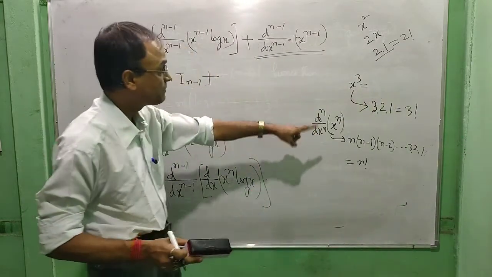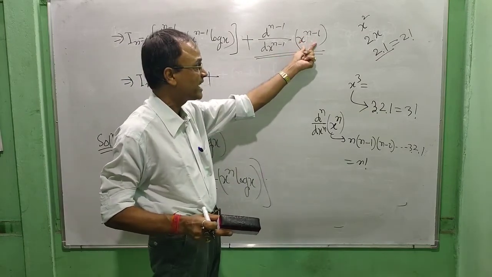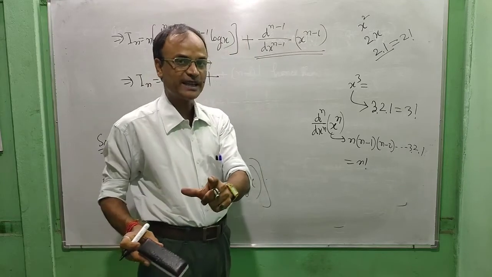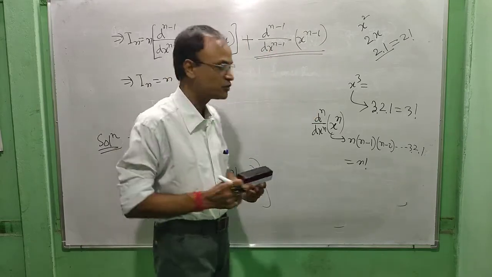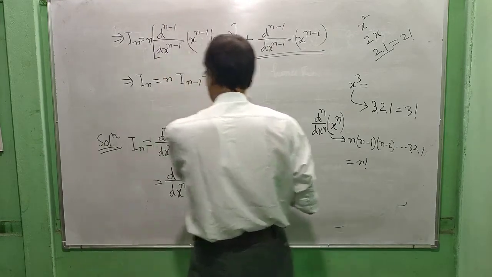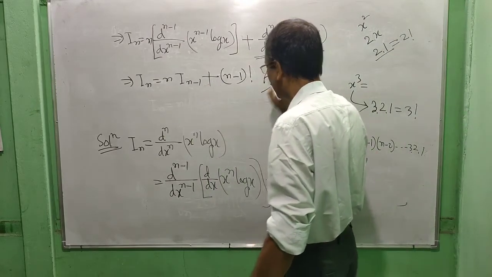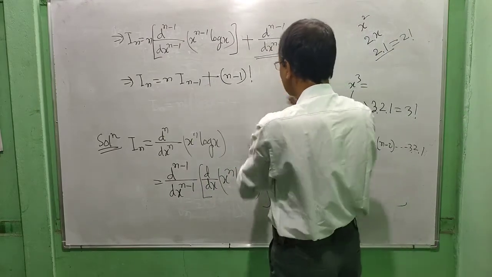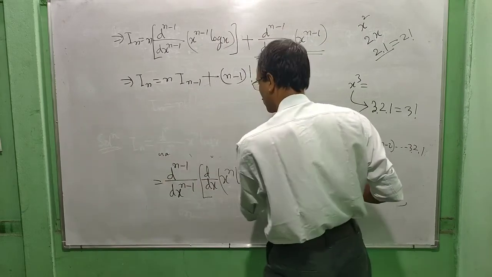Now you see x to the power n minus 1. If you differentiate x to the power n minus 1, n minus 1 times, then what will be the result of this? Factorial n minus 1. The first part has been proved.